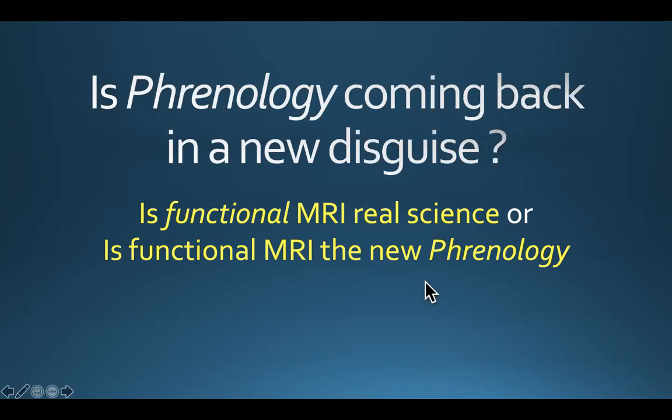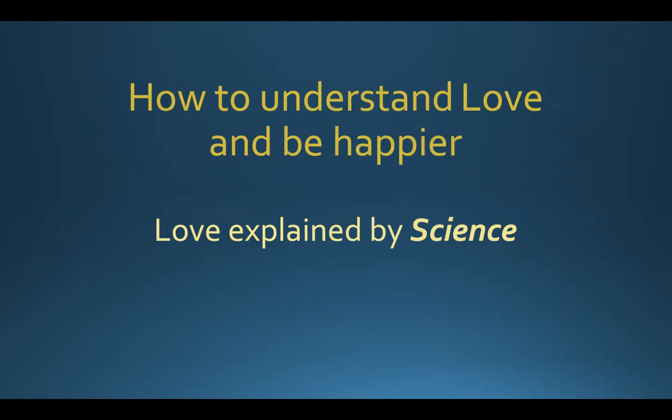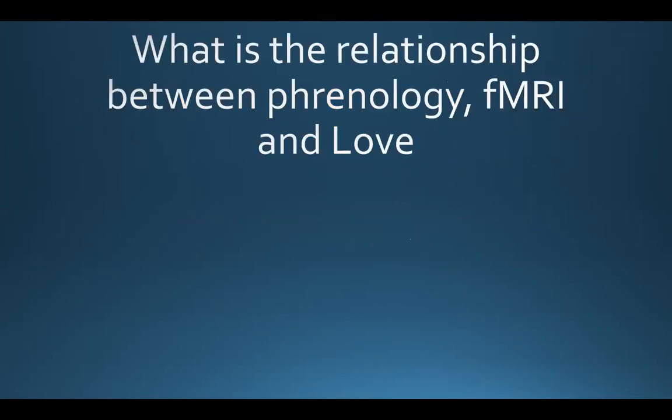My name is Fred Nour. I'm a medical doctor, a neurologist from the USA. So my specialty is the brain. I'll focus on MRI of the brain and functional MRI of the brain, and phrenology is related to the brain. And again, this is part of the series called How to Understand Love and Be Happier, or Love Explained by Science, or Love Based on Physical Brain Science.